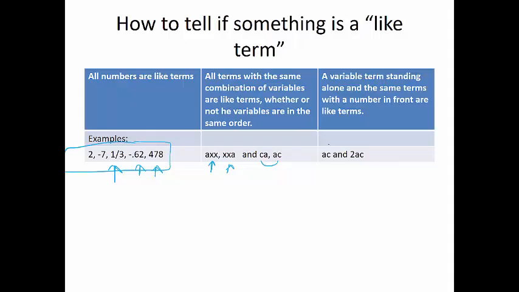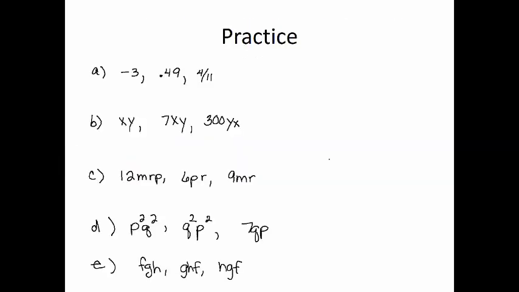A variable term standing alone and the same term with a number in front are like terms. So these both have an a and a c. Those would be like terms. And we talked about before, you could easily say there's a 1 in front of that. So as long as they both have the same variables, then it would be like terms.